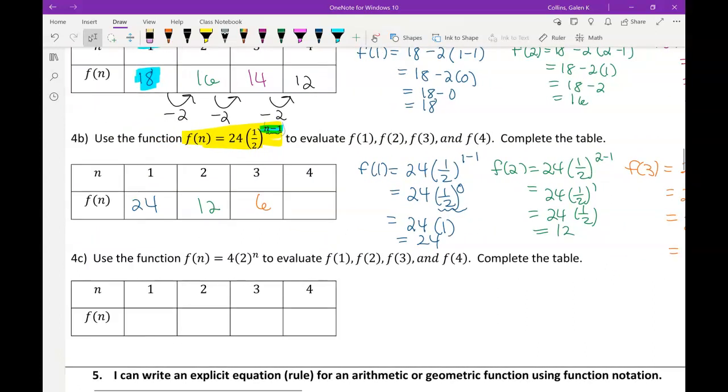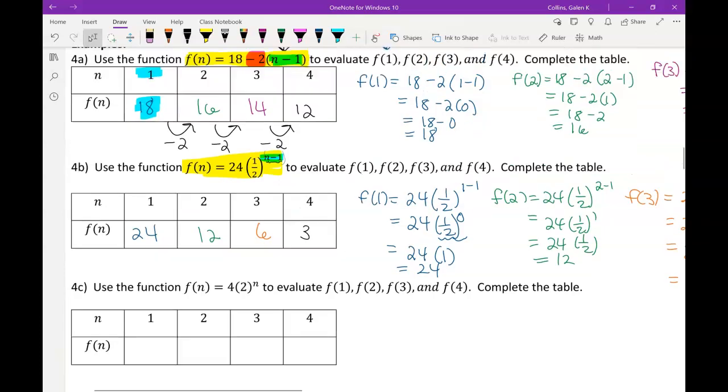You might have noticed I mentioned it was geometric. You might see the pattern, I hope you do see the pattern, that each time n increases by 1, my value of f is half of what it was before. So that's our common ratio. So I should have a 3 here, and you could also evaluate f of 4.